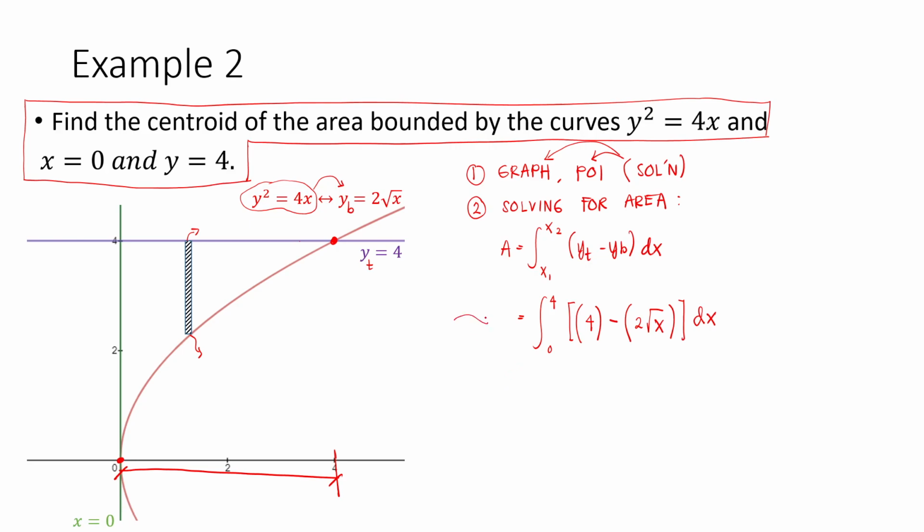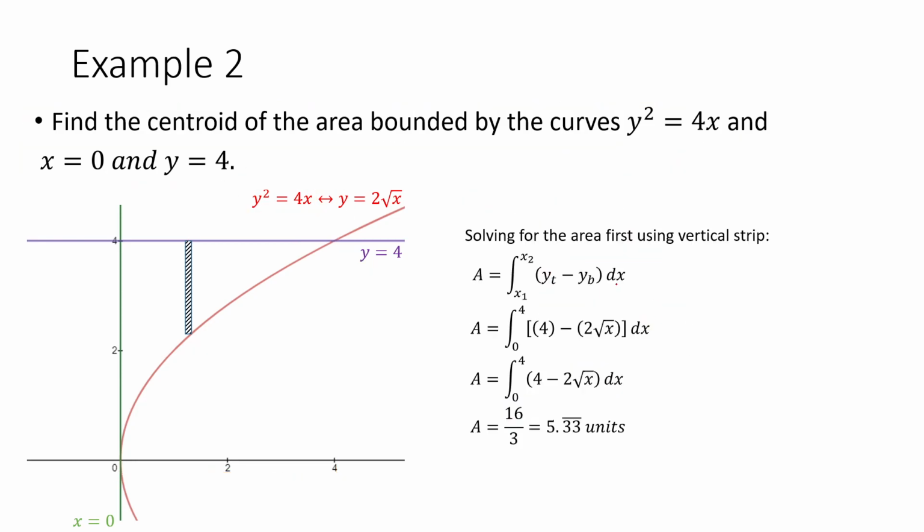Okay, so again, you can use your calculator at this point. So the area is equal to 16 over 3, which is approximately equal to 5.333 square units. That will be the solution for the area.